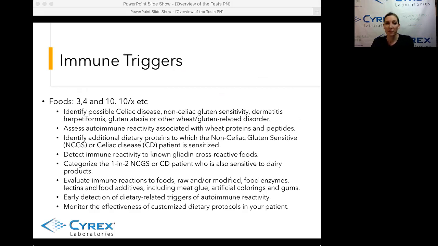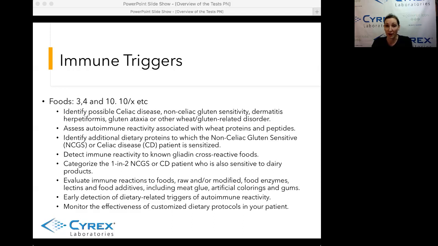So next we look at immune triggers, and we have multiple panels that scan the 3 categories of immune triggers that we can measure antibodies to. So first we look at food or dietary protein reactivity. So Cyrex actually has multiple panels that assess food immune reactivity.